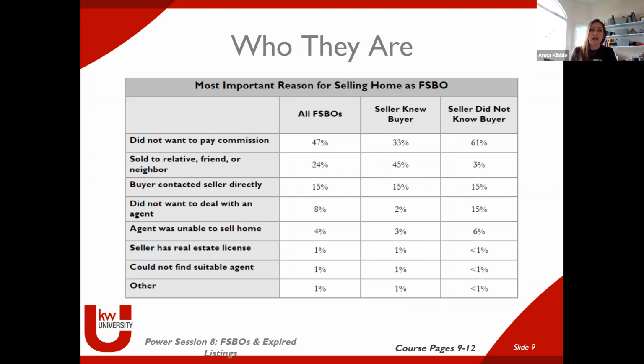Every now and again, it's also because they already have a buyer. So if I'm a seller who already has a buyer, I may not see the need for a real estate agent inside of that transaction to do anything other than paperwork. So we'll take a look at that. That's a really small portion of the sales that happen through the MLS.